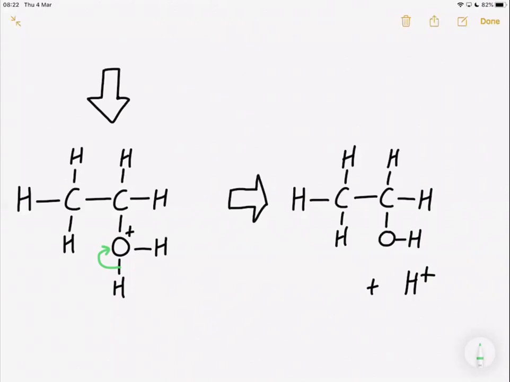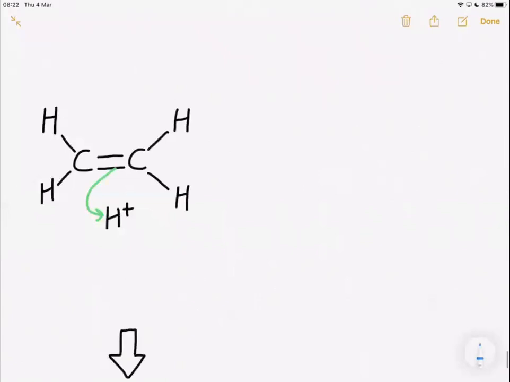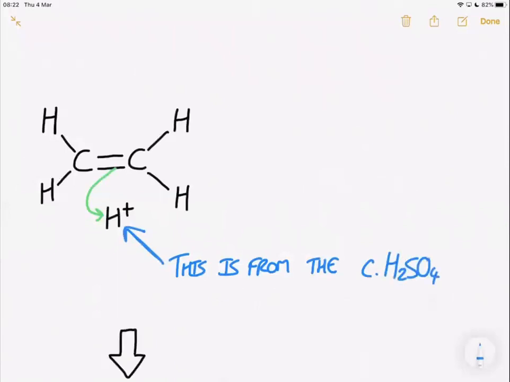So that's the last curly arrow. The mechanism's finished. There's still a couple of bits and bobs we need to talk about, though. Let's go back up to the beginning. This proton comes from the concentrated sulfuric acid. Sorry, not sulfuric. They say phosphoric, don't they, for this one? The concentrated phosphoric acid catalyst.